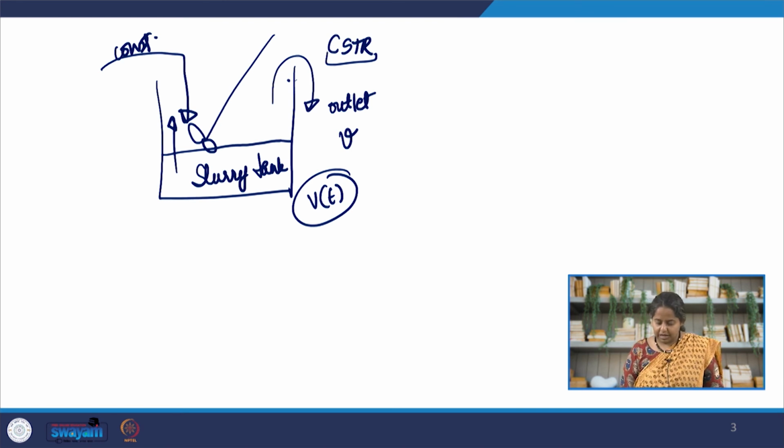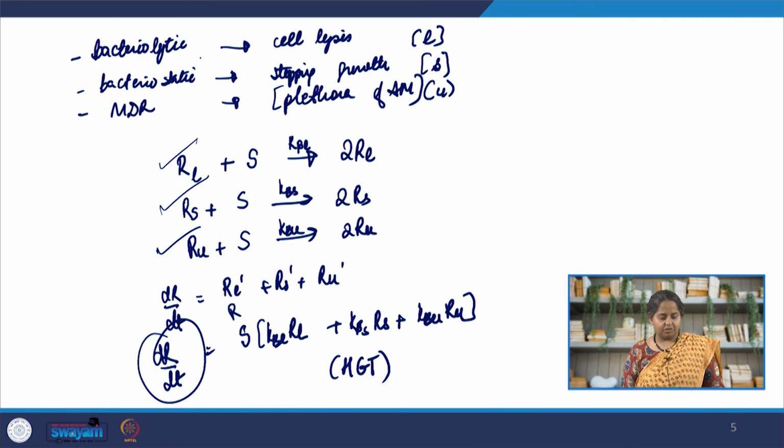a pretty good assumption. The next thing they said was that, remember I told you that there are three different kinds of antibiotics assumed in this study. One are bacteriolytic, one are bacteriostatic, and the other are multi-drug. So basically, they are broad range. Bacteriolytic, they kill the cell by breaking it apart. Static, they stop the growth.